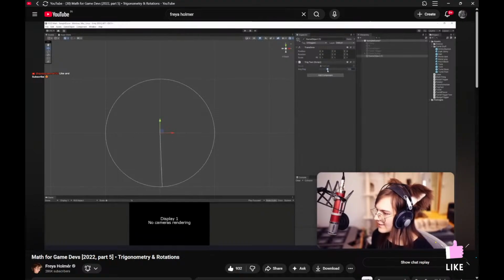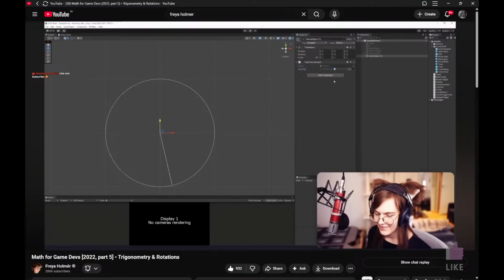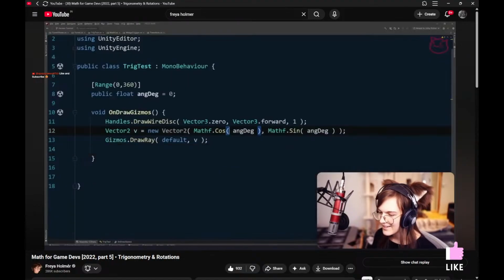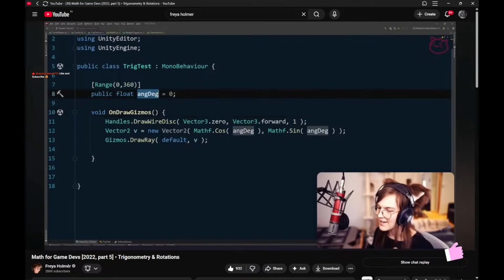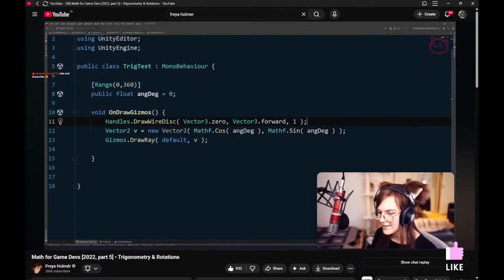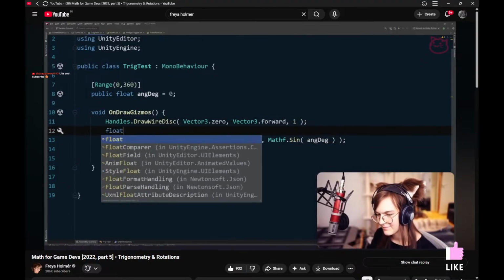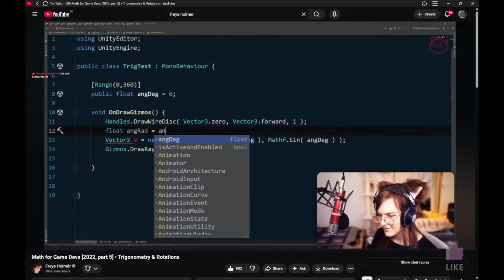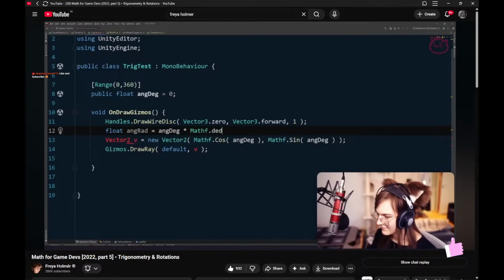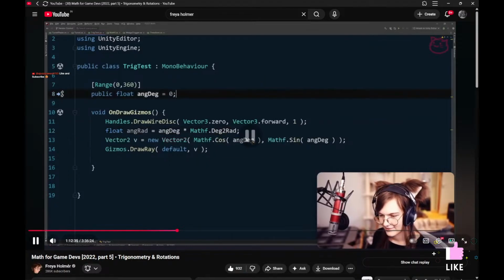So now we can set the angle, and we did the classic mistake that you always do. Something went wrong. Can you guess what happened? Now I'm gonna awkwardly ask the class. Radians. True. That is true. So we had our thing in degrees, right? But the cosine and sine functions accept radians. Radians, yeah. So, angle in radians is angle in degrees times Mathf.Deg2Rad, degrees to rad.